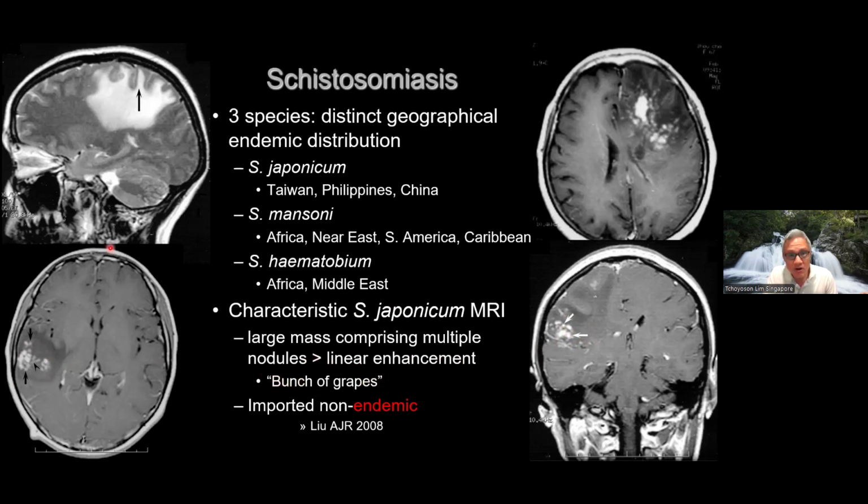The importance of this lesion is that many patients will travel from endemic areas and import the disease into non-endemic areas, such as the United States and Europe. But another species, Schistosomiasis mansoni, can be found in Africa, and Schistosomiasis hematobium, which typically affects the spine, occurs in the Middle East and Africa.